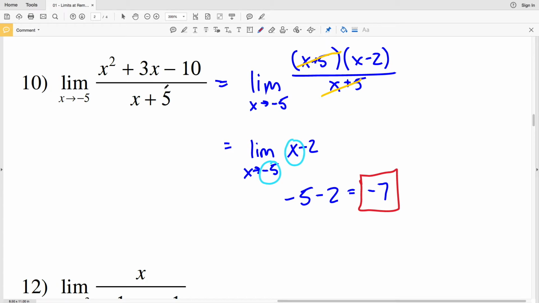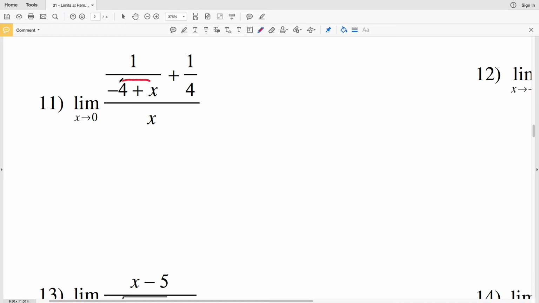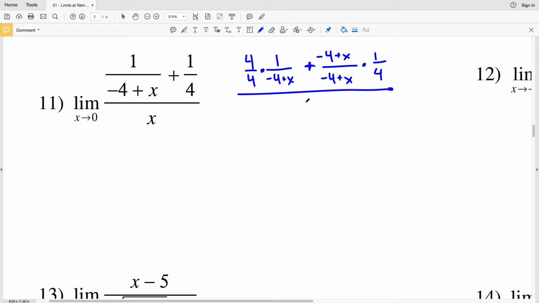Now on to number 11. I'm going to find a common denominator in my numerator in order to simplify. So what I'll do, I'll multiply the first term by 4 over 4 and the second term by negative 4 plus x over negative 4 plus x. So 4 over 4 times 1 over negative 4 plus x plus negative 4 plus x over negative 4 plus x times 1 over 4. And that's all over x.